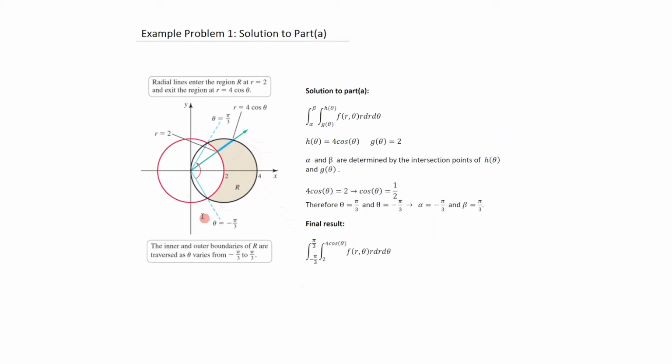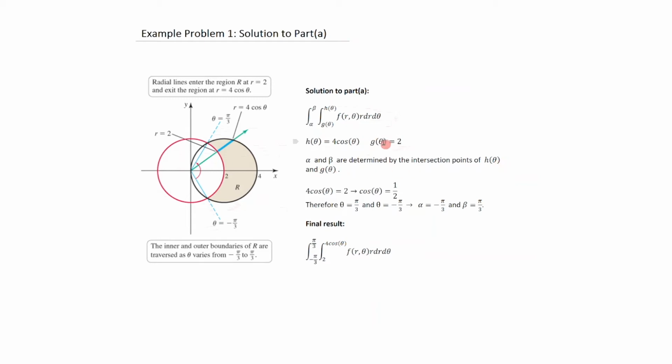The outer integral would be between two angles. How do we know what those angles are? It would be a line that goes through the intersection points of these two circles. So this is effectively the integration we're performing. h of theta will be 4 cos theta, which is traversing the outer circle, and g of theta equals 2 is traversing the inner circle. The angles alpha and beta, one here and the other here, are determined by the intersection points of h of theta and g of theta.